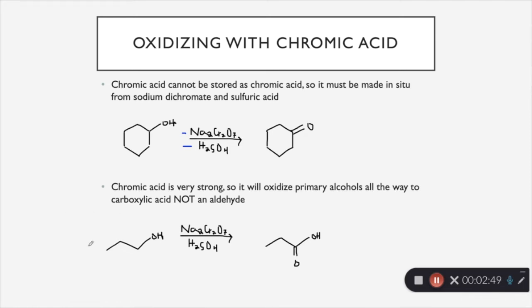In the case of chromic acid, though, it is not going to stop at that aldehyde. Because it is so strong, it is going to oxidize a primary alcohol all the way to a carboxylic acid with no stopping. So, remember that chromic acid, when you're writing the reagent, is going to be made of sodium dichromate and sulfuric acid, and it will oxidize primary alcohols all the way to a carboxylic acid. Because secondary alcohols only have one product, it doesn't matter what oxidant you use, a secondary alcohol is always going to oxidize to a ketone.